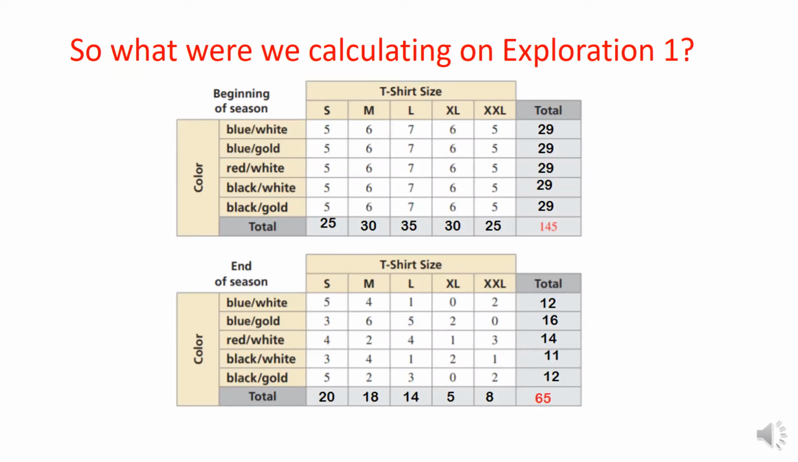Okay, so let's go back to what we were calculating in Exploration 1. And you can see that I've put all the totals in here. So what's the purpose of this? Well, look at how the numbers have changed when the season is over. We have a lot left of the blue and gold, so maybe we won't purchase as many of those next year. What we see down here is, wow, we have a lot less of the XL and XXL shirts than we do of these other ones. So maybe we would order more of those or less of these.